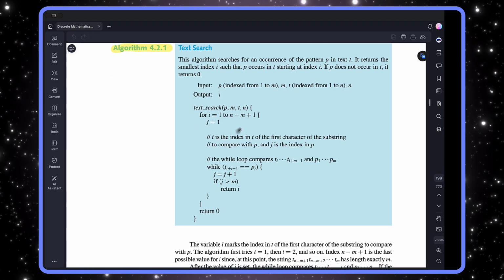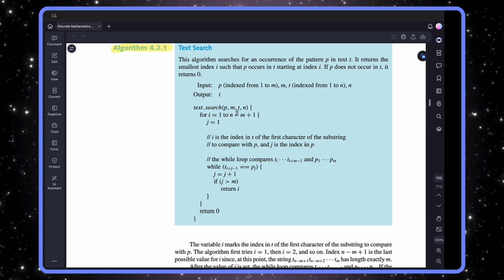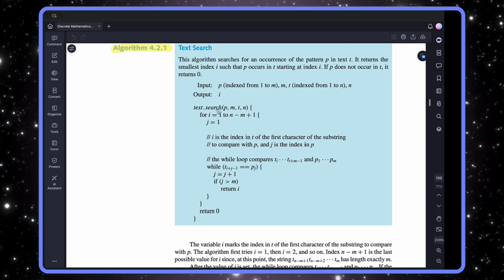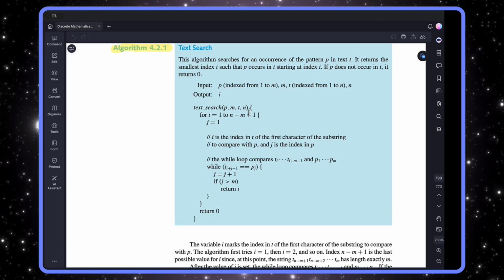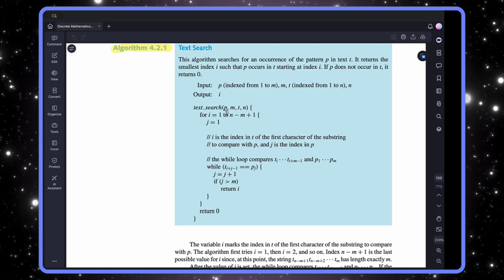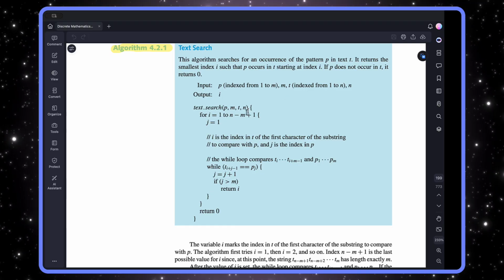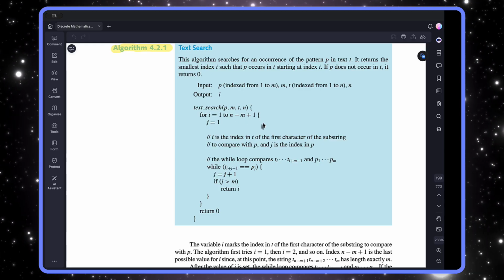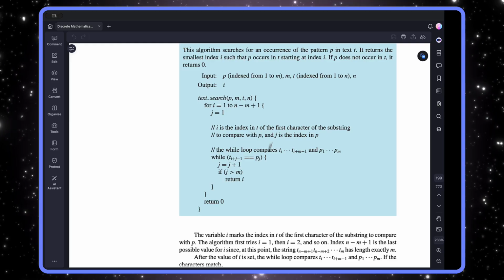Okay, so here's how it works. Basically, what you do is for I equals 1 to N minus M plus 1. In other words, you search for the word in T, and you don't have to go all the way to N, you only need to go up to N minus M plus 1, and then J, then it says J equal to 1, okay? And then you go through this here. So make sure you understand that.